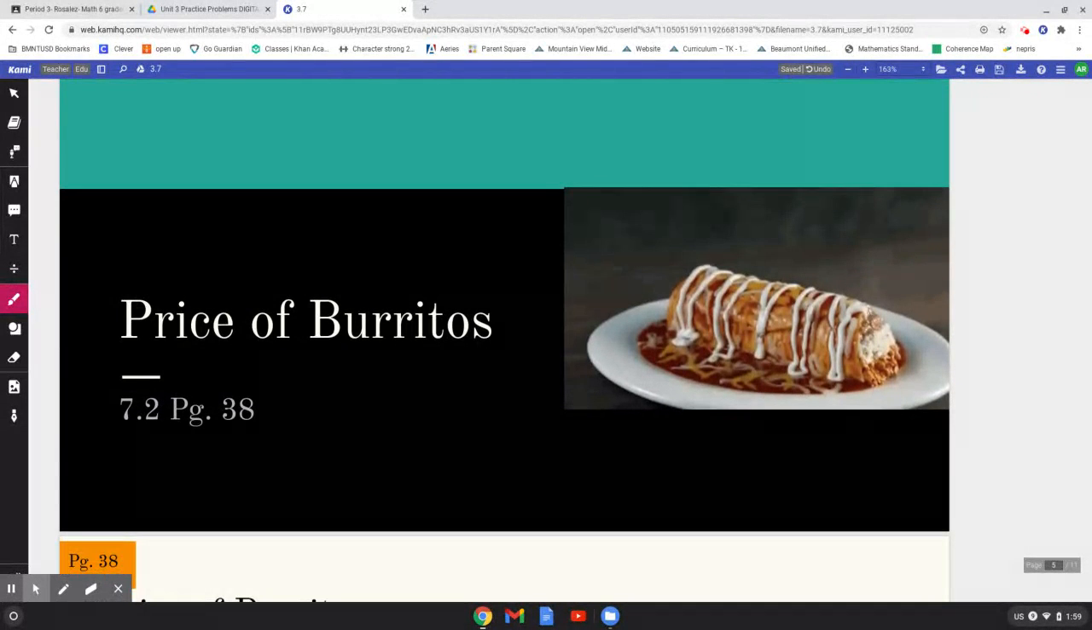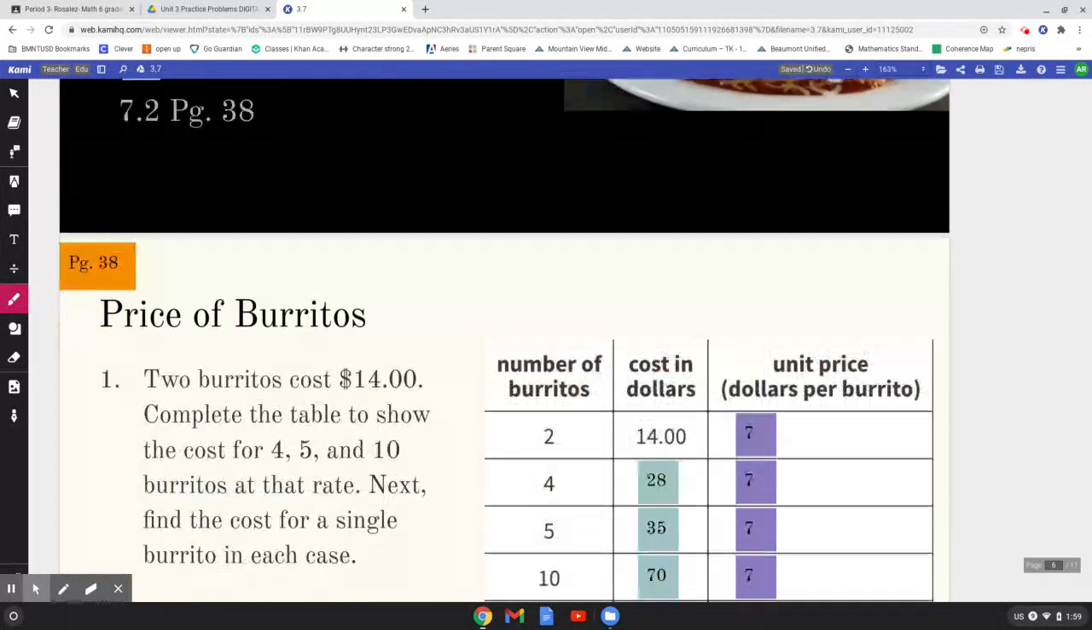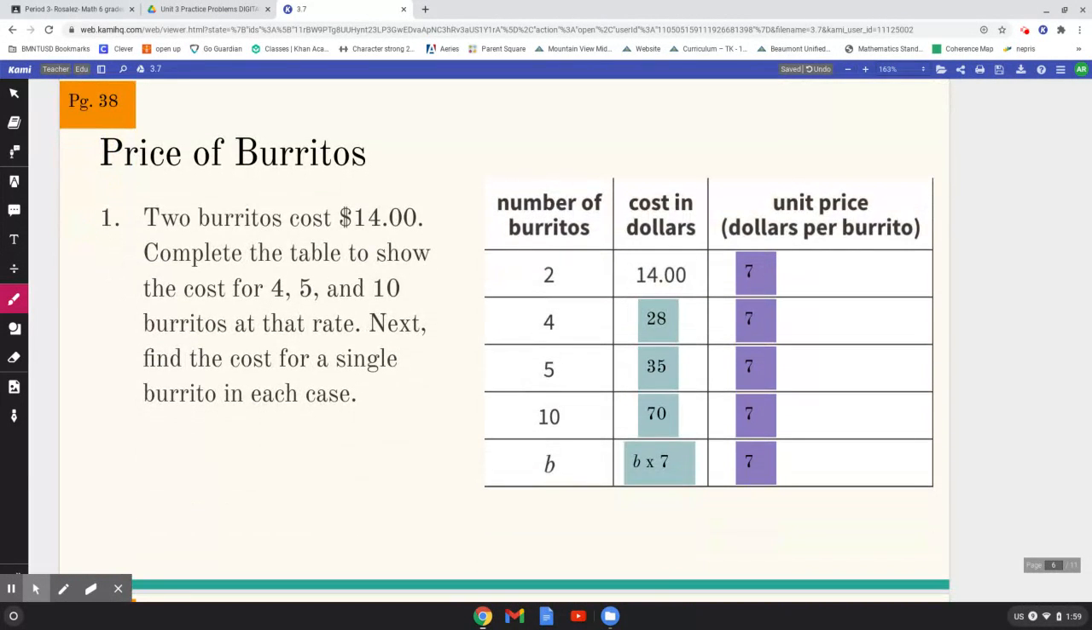You're in your book on page 38, and we're talking about burritos. 2 burritos cost $14. We're going to complete the table to show the cost of 4, 5, and 10 burritos at the rate that you see. You have this 2 and this 14. In your brain, you're thinking, how did they go from 2 to 14? The answer is they divided by 7, and that is why it's 7. So the unit price is $7 per burrito.